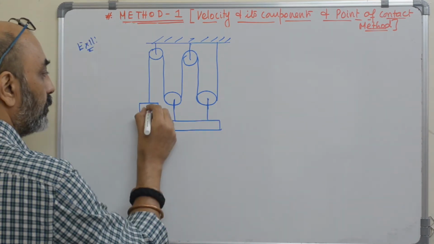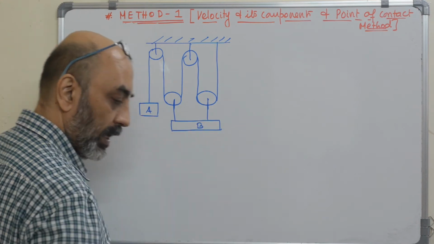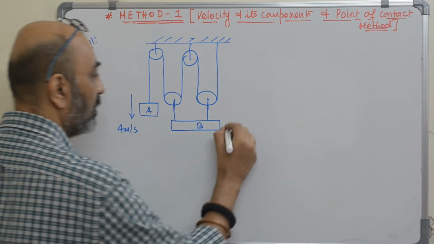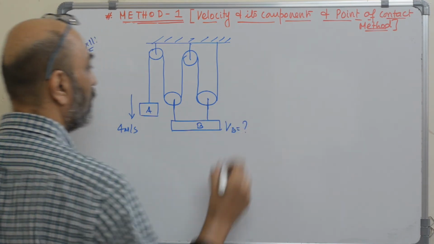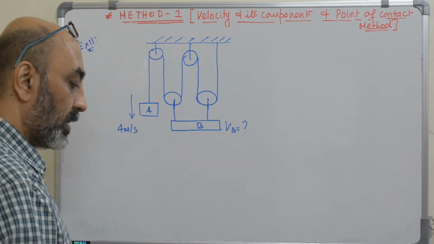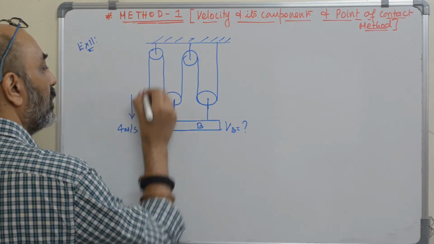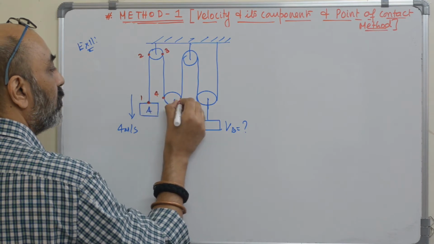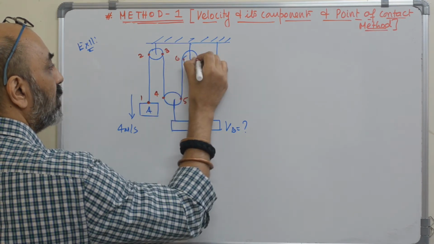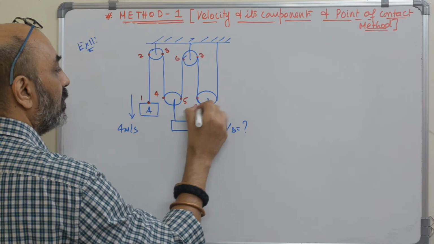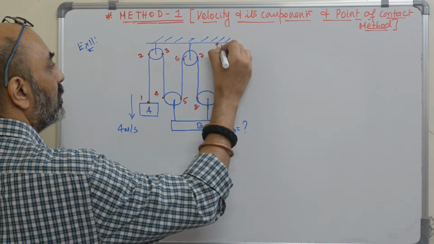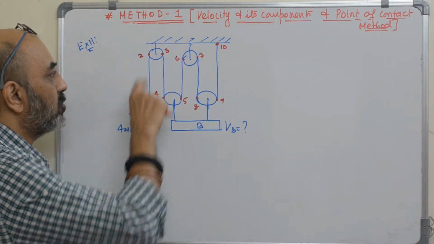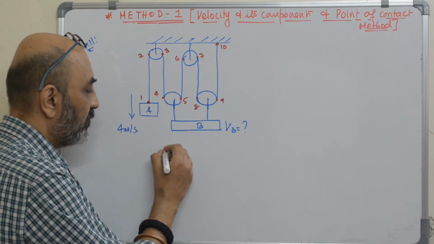This is A, this is B. A is moving down with a speed of 4 meter per second. Velocity of B क्या है? Okay, point of contact ढूंढते हैं. 1, 2, 3, 4, 5, 6, 7, 8, 9, 10. So if it is going down, 1 is going down, length is increasing, so plus 4.